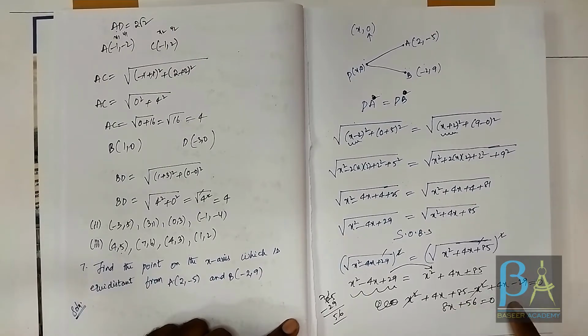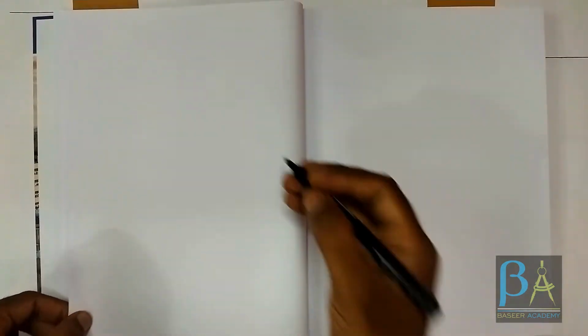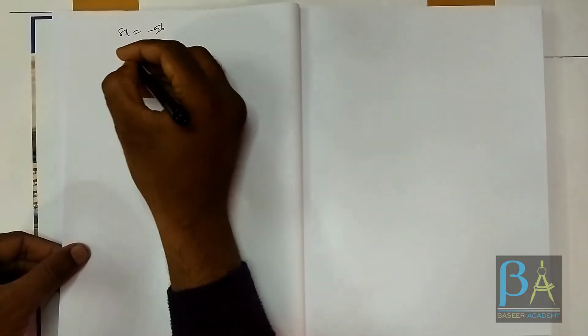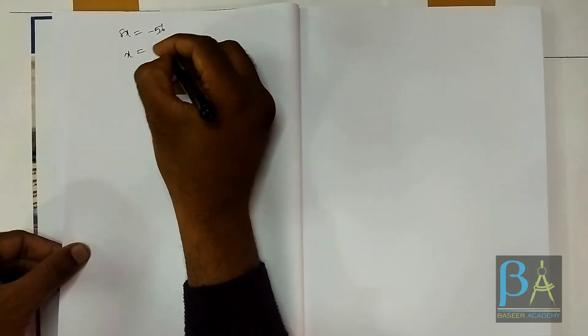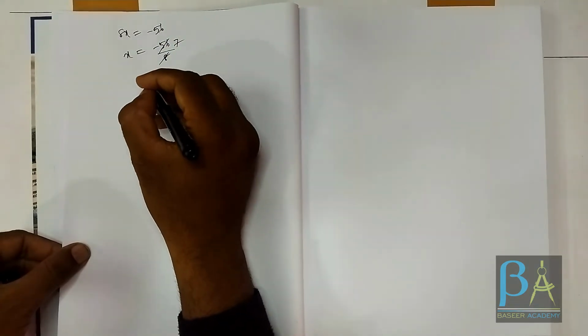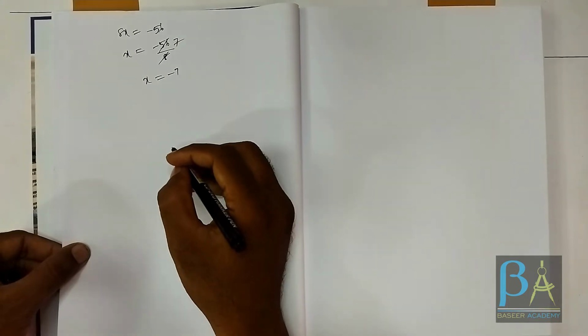Plus 56, if you take it to the right hand side, it becomes minus 56. So 8x is equal to minus 56. X is going to be minus 56 by 8. 8 into 7 is 56. So the x value I'm getting is minus 7.